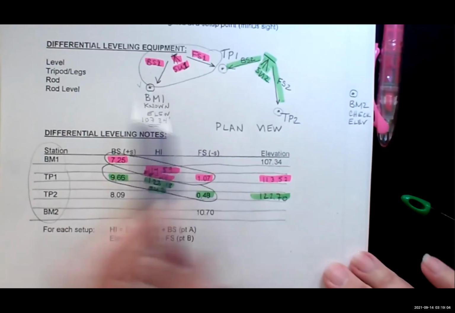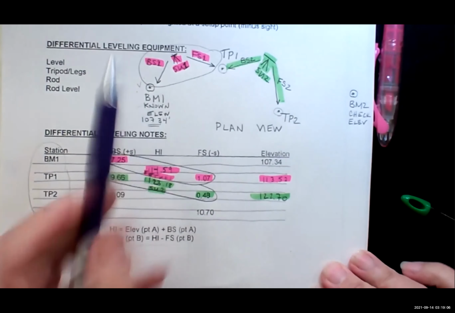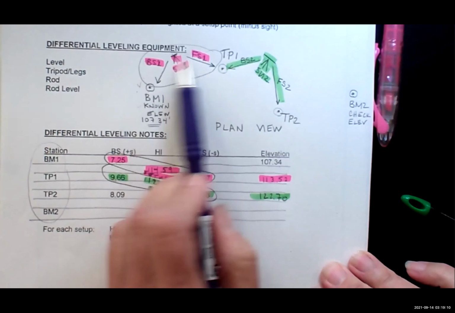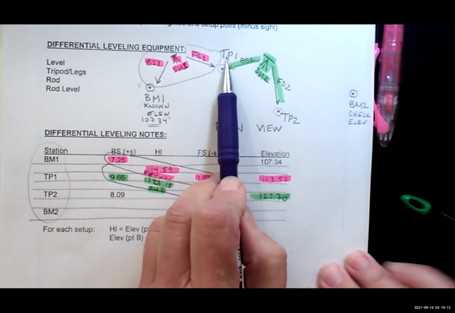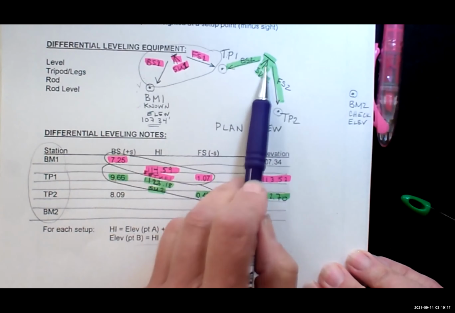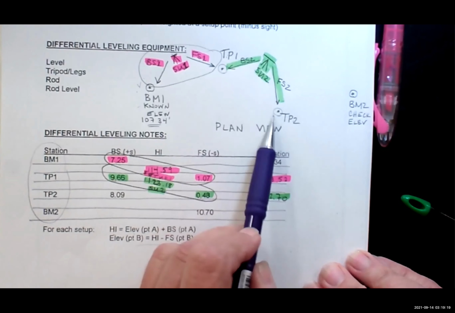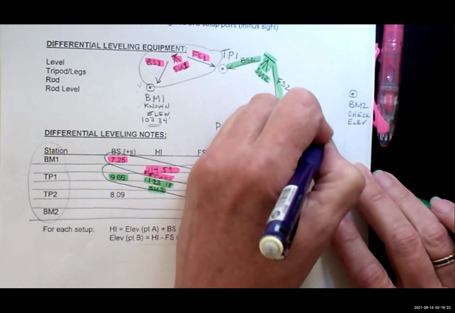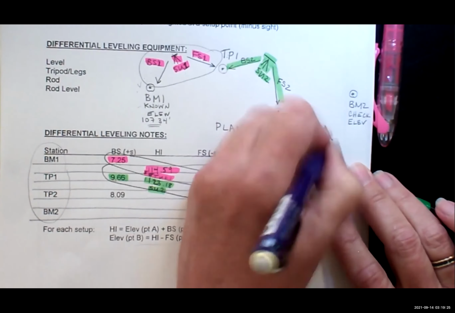Okay, so I knew the elevation of benchmark 1. I set up my equipment between benchmark 1 and TP1. I took a back sight, took a foresight, calculated the elevation of TP1. Then I moved my equipment to the second setup. I took a back sight, a foresight, and now I know the elevation of TP2. And now I go to my third setup, setup 3.